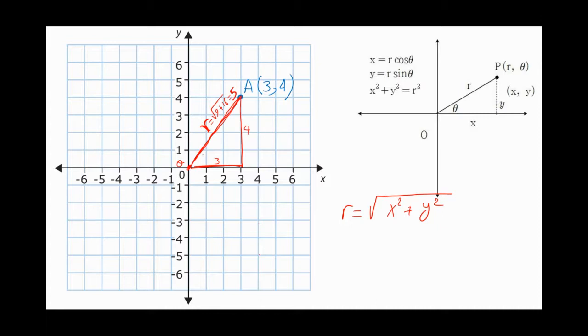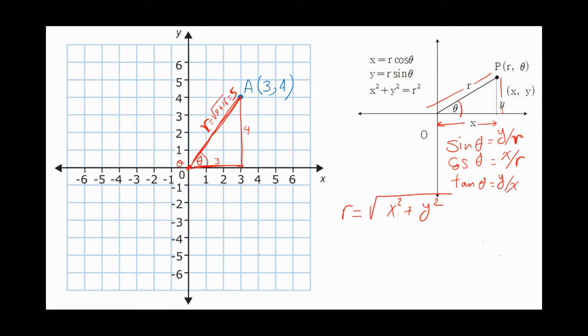What about the angle theta? If there is an angle theta here, how do we get it? If we have any right triangle, like this one, it has three sides, x, y, and r, and there is an angle theta here. What is the relation between these variables? We have sine theta, cosine theta, and tan theta. Sine theta equals y over r. Cosine theta equals x over r. Tan theta equals y over x.